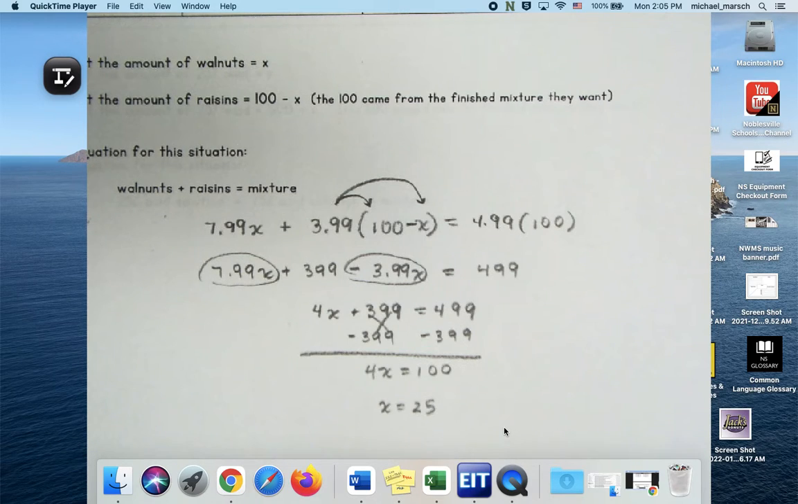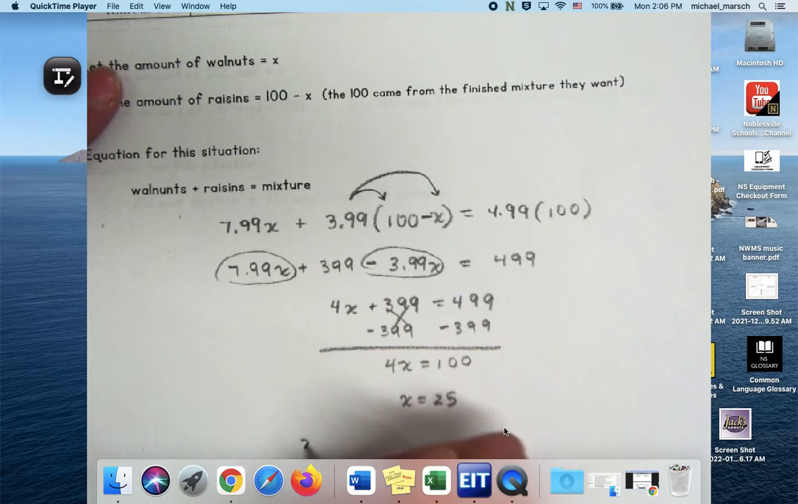What does that mean? 25 what? Hayden? Of? Mixture. What does x equal? Look back at your table. What does x equal? Walnuts. Okay, so I have 25 pounds of walnuts.